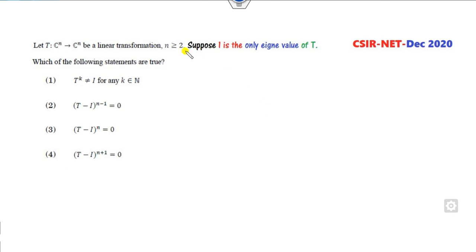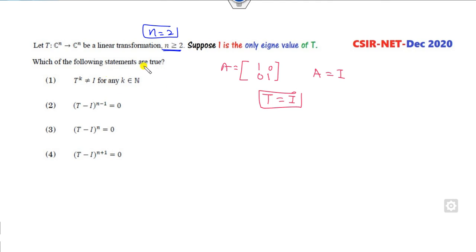Okay, C n is n cross 3, so I can simply take n as 2. 1 is the only eigenvalue. So this is the example, simple. Fine. So what is the meaning of that? That is A is equal to I. Then T is equal to I. So which of the following is true?